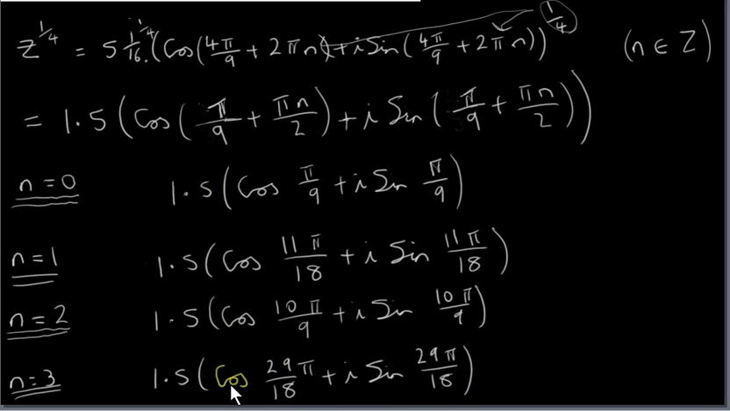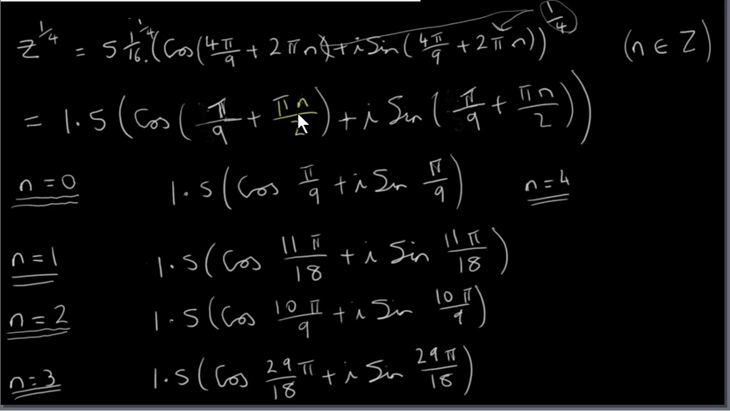These 4 roots are actually distinct. You see that these angles are different, and the cos of these angles will be different. So will the sines. If we were to go to, say, n equals 4, we would just get back the root that we got for n equals 0. If we plug 4 in for n, we get 4 divided by 2, which is 2. So we'd have 2 pi.